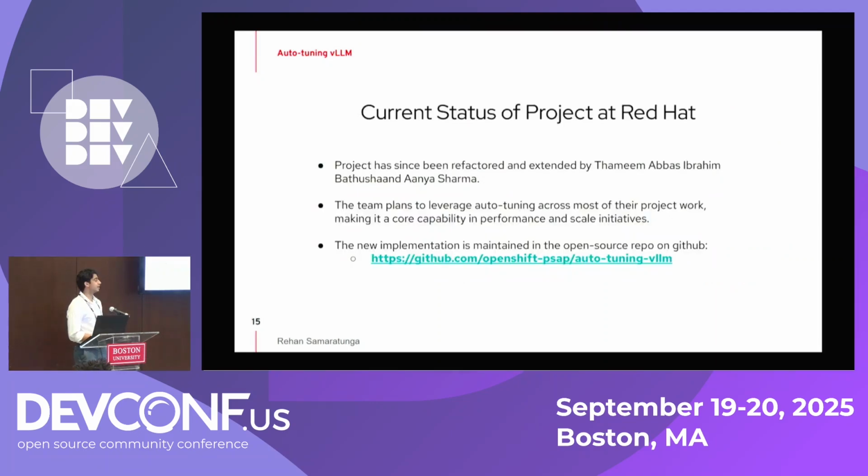So, the current status of the project now at Red Hat. The project has since been refactored, and it's been extended to both the meme and Anya. And the team plans to leverage auto-tuning across most of their projects, making it a core capability in performance and scale initiatives. And if you're interested in the project, that is the GitHub link right there. It's on the OpenShift PSAP GitHub page.